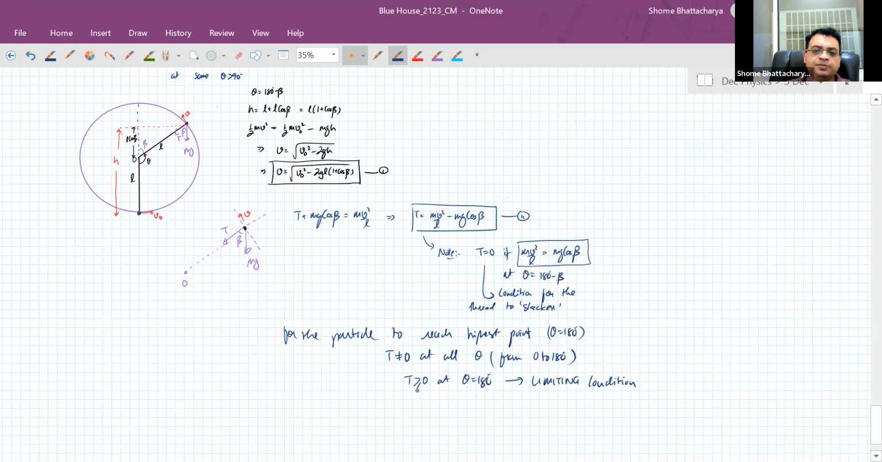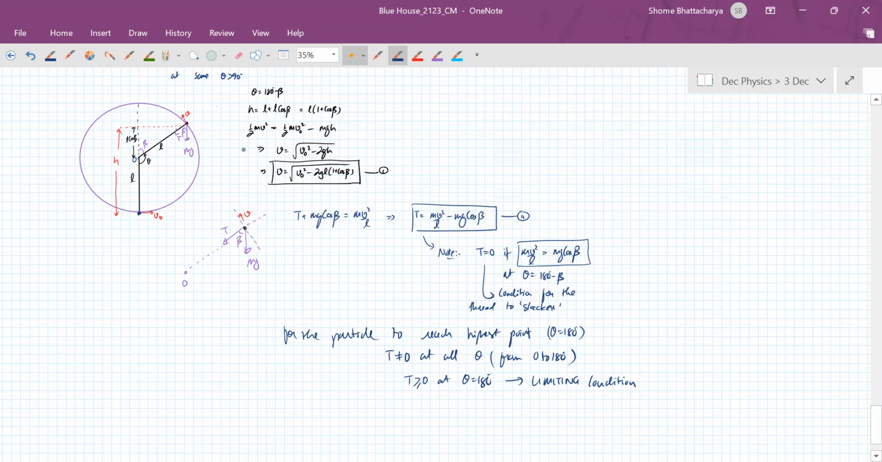So if at the highest point you have ensured that your tension is greater than or equal to zero, then at any other point before that, it will anyway be greater than zero or non-zero. Understood now? So, sir, at 180 degrees, will the particle fall down due to the mg force? No, that is the point.